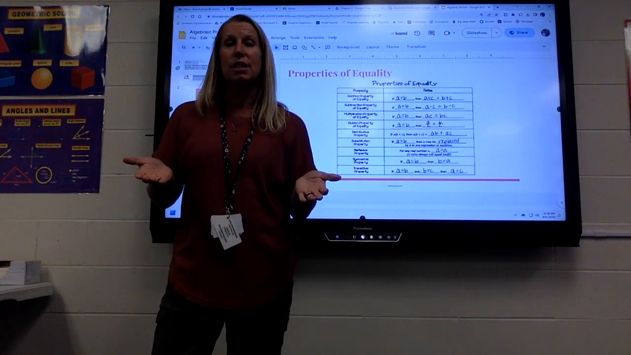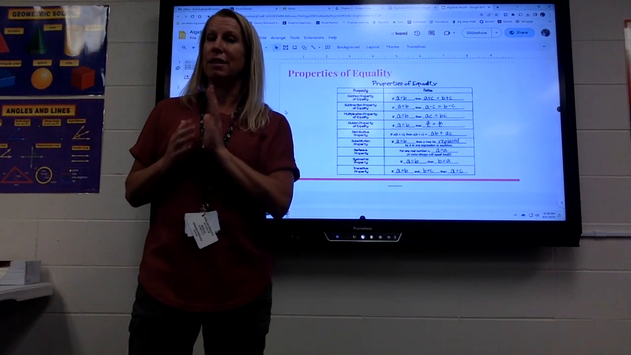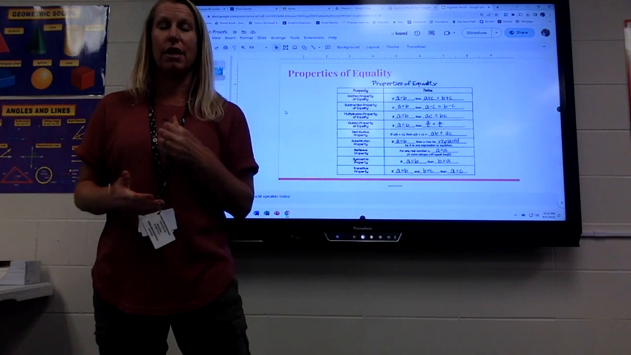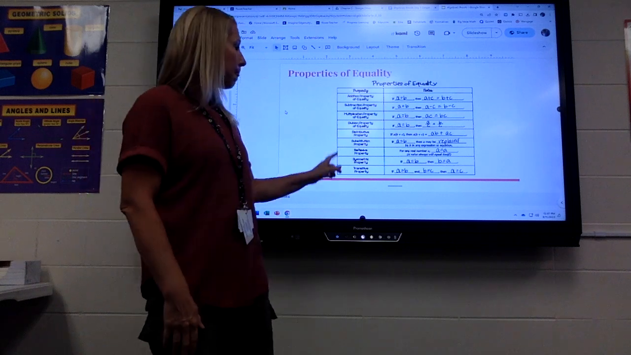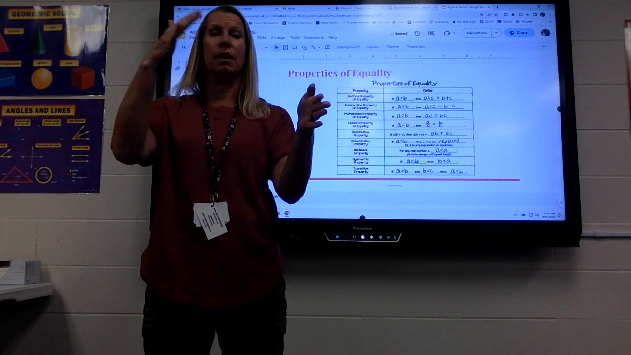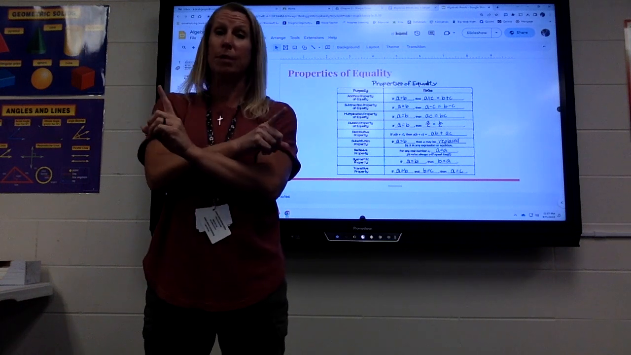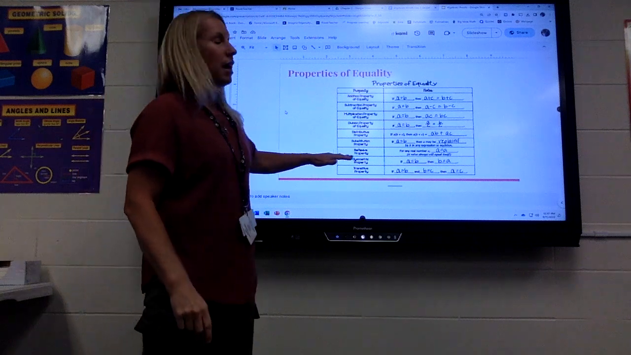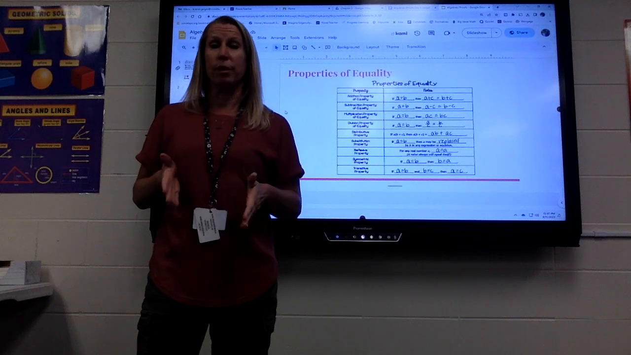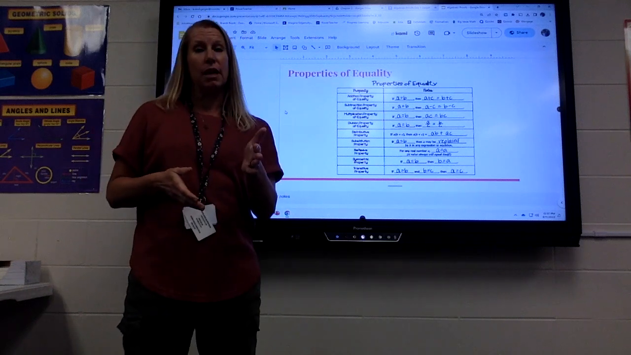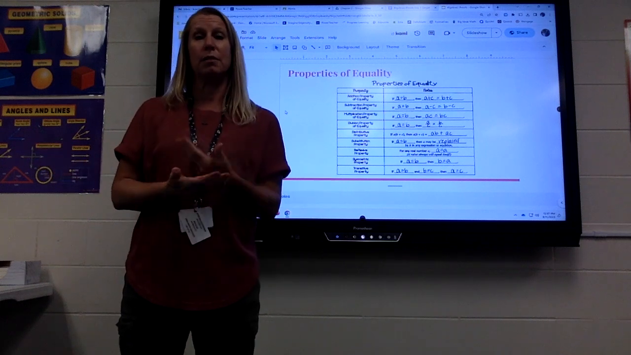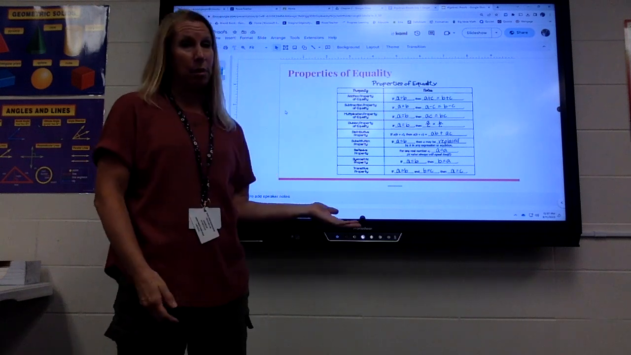Reflexive property, I just think reflection in the mirror, the exact same. If A equals A, something equals itself, that's reflexive property. Symmetric property has two things. If A equals B, then B equals A. So it just takes those things and flips it, kind of like the converse. So that is symmetric property. Transitive property is where you can take out what's repeated. If A equals B and B equals C, then A equals C. I can take out the B's because they're repeated. So that's the transitive property.